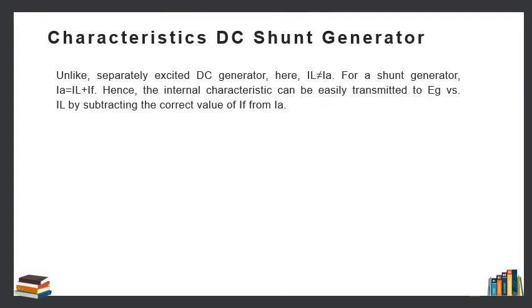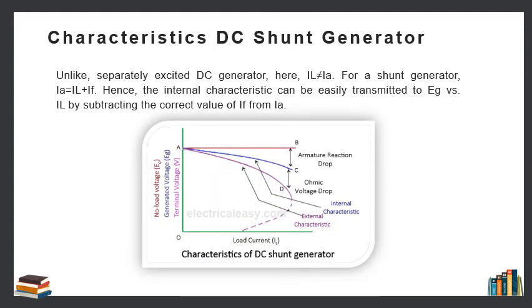Unlike a separately excited DC generator, here IL does not equal IA. For a shunt generator, IA is equal to IL plus IF. Hence, the internal characteristics can be easily transmitted to EG versus IL by subtracting the correct value of IF from IA. So, the characteristics of DC shunt generator.